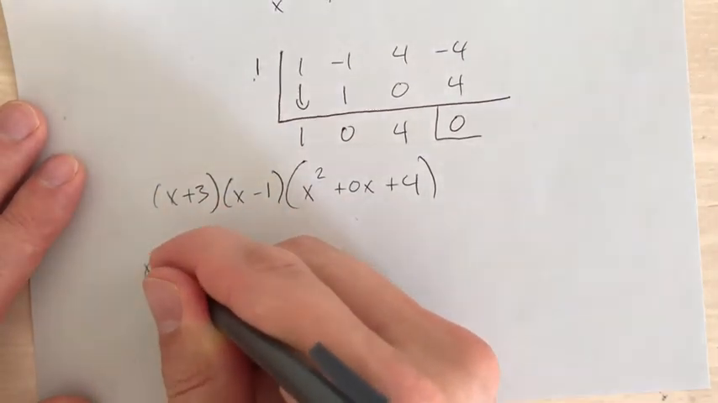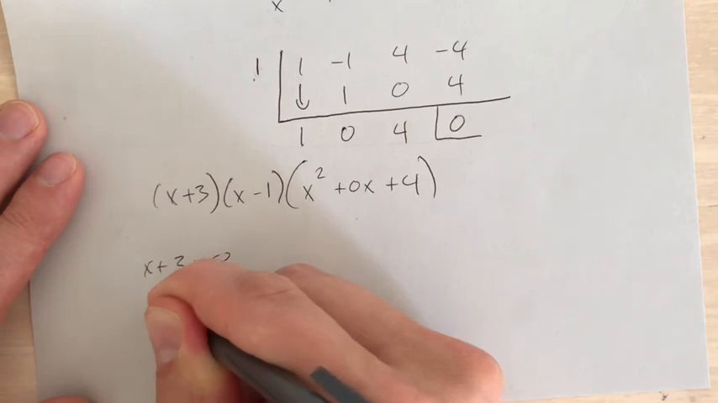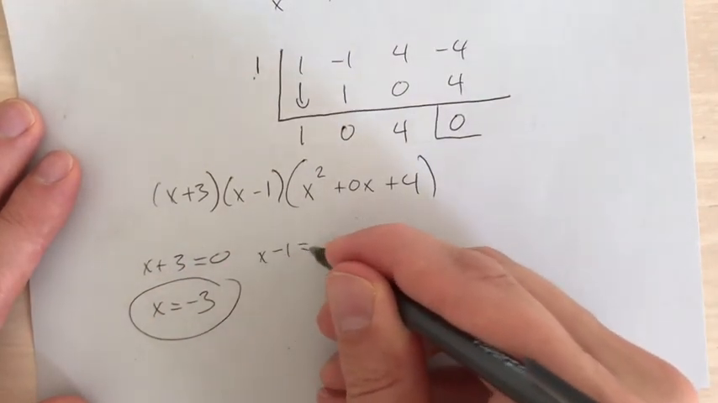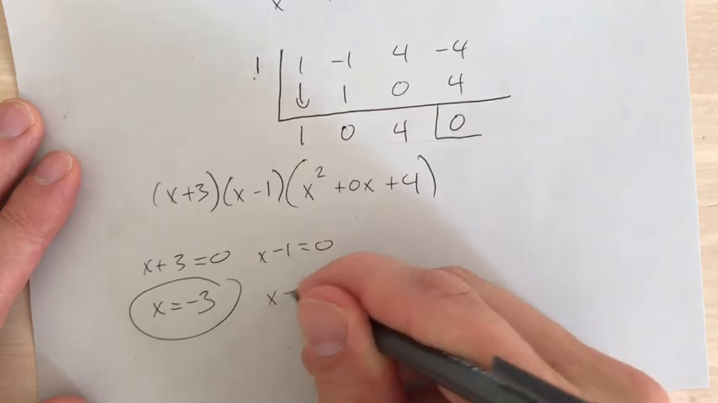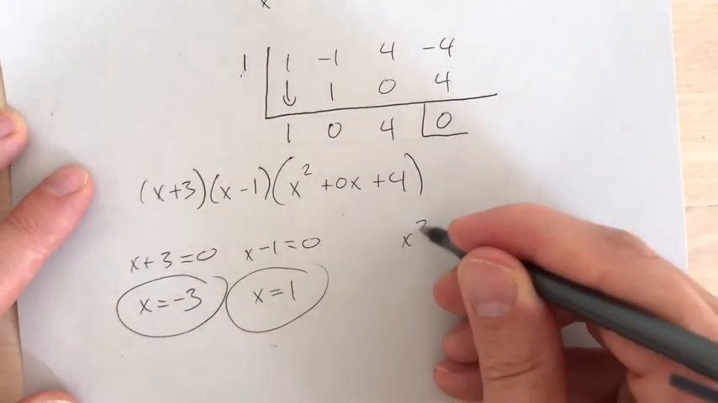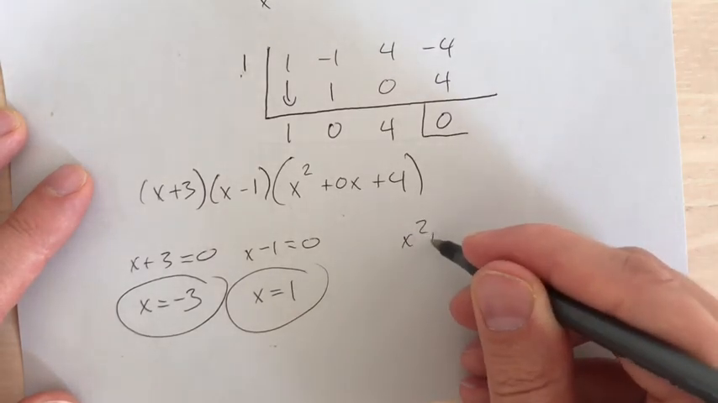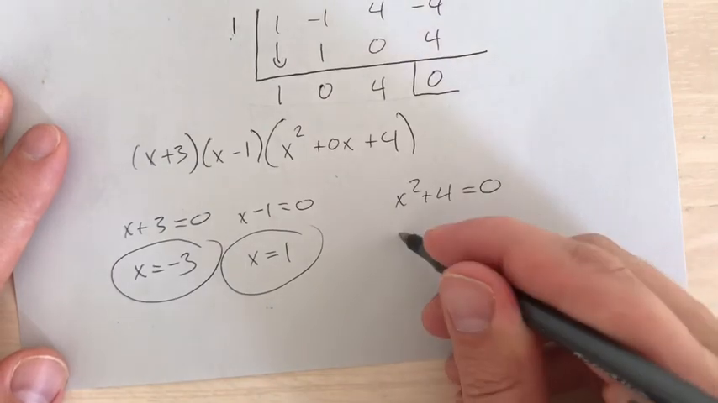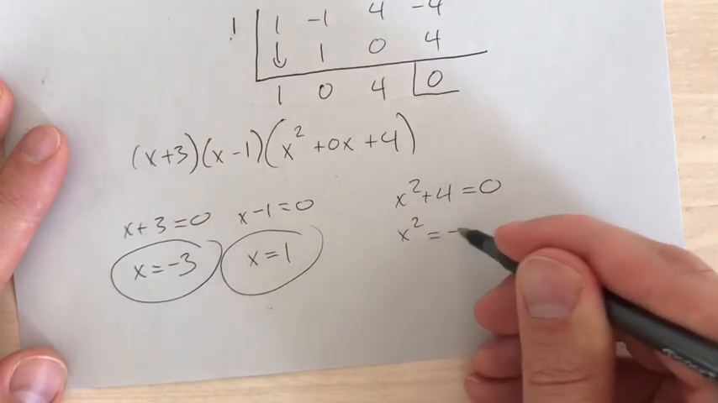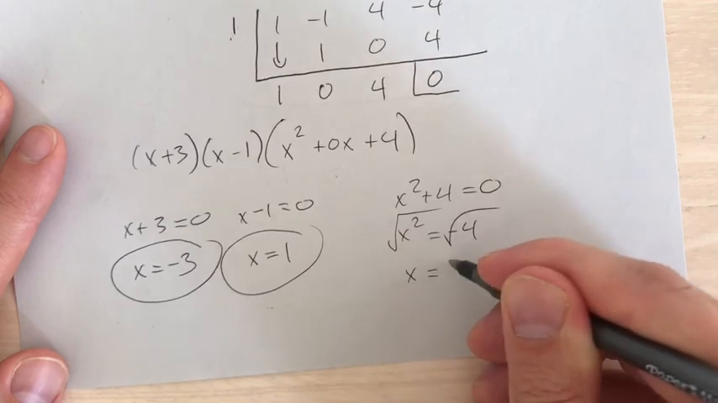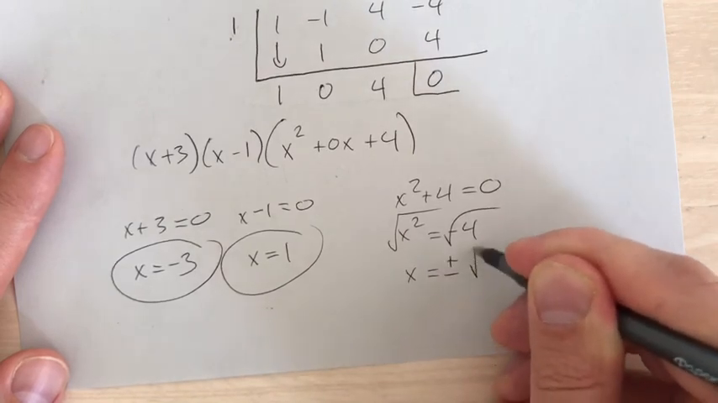So x plus 3 equals 0. You would get back your negative 3, which is one of the roots. x minus 1 equals 0. Add 1 to both sides. You would get 1. There's another one of the roots. And then this, x squared plus 4, technically you don't have to put plus 0x. You could just put the plus 4 equals 0. You could solve for that as well. So subtract 4 from both sides, square root it. You would end up getting x equals, remember, plus or minus the square root of negative 4.